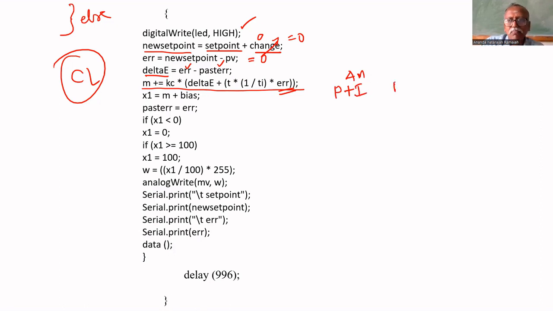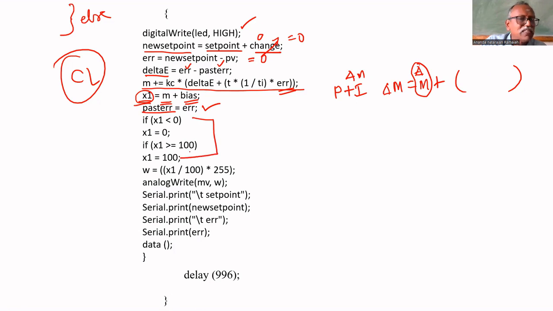M plus equal to, what does it mean? M equal to M plus the analytical controller output, because M is delta M. Therefore, M equals the previous controller output plus delta M. That is the meaning. Now, this is assigned to the new variable x1. This x1 is used to write on the port. That's why x1 equal to M plus bias. We are adding the bias now. M is the controller output plus bias. So, past error equal to error, because now present error is there. When it comes next time, that will become past error.